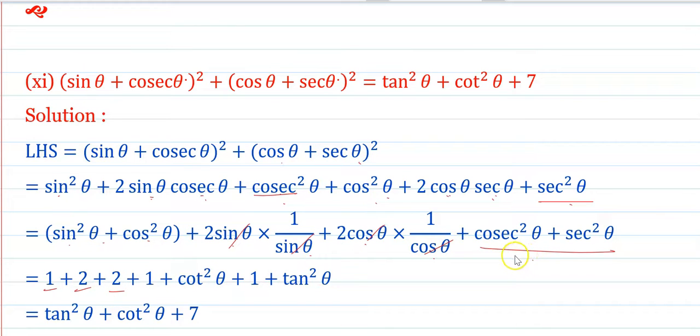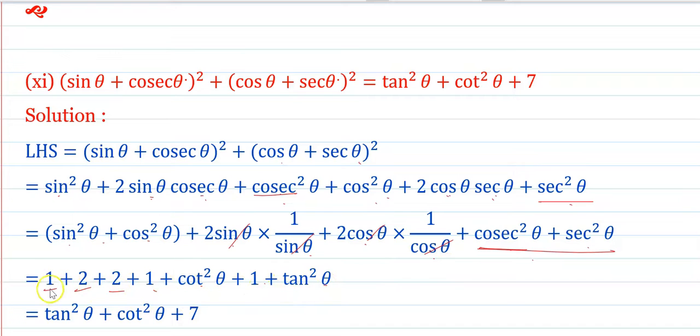Next, this cosec square theta means what? We know the identity: 1 plus cot square theta is equal to cosec square theta. Therefore, this cosec square theta is replaced by 1 plus cot square theta. Sec square theta means what? 1 plus tan square theta.